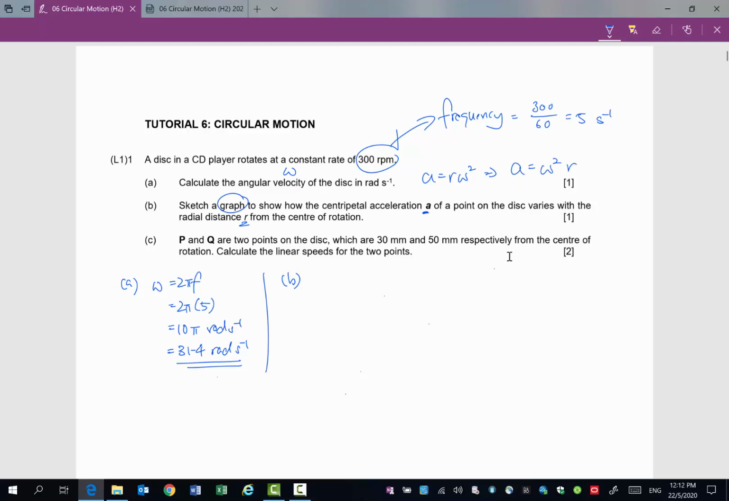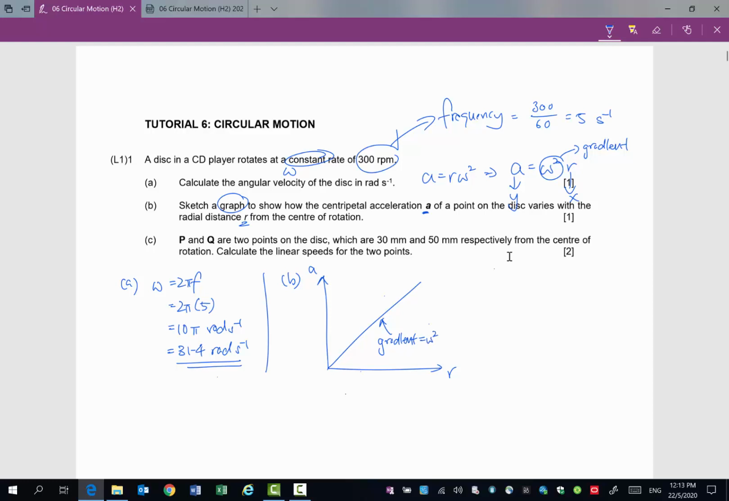And why do I want to do it this way? Because it makes it more conventional. I can look at a as the y-axis and r as the x-axis, and therefore omega squared, being a constant, should be the gradient of an outward sloping straight line that passes through the origin. So essentially, to draw the graph, I have a as the y-axis and r as the x-axis, and since this is a proportional relationship, it is just an outward sloping straight line that passes through the origin, taking note that the gradient here should be equal to omega squared.